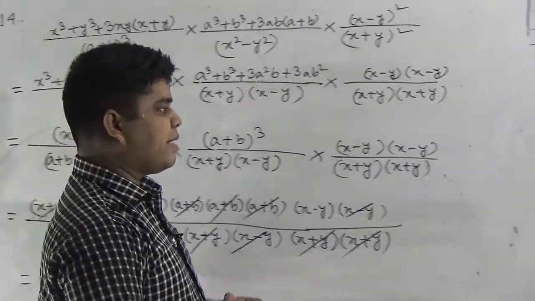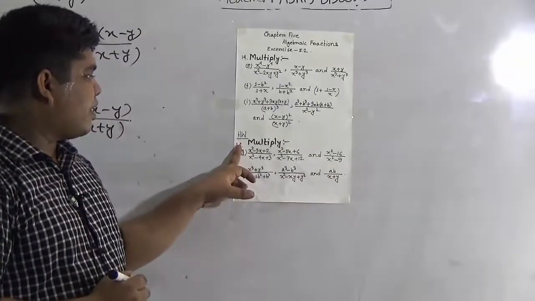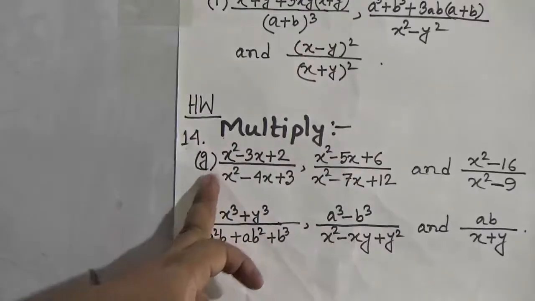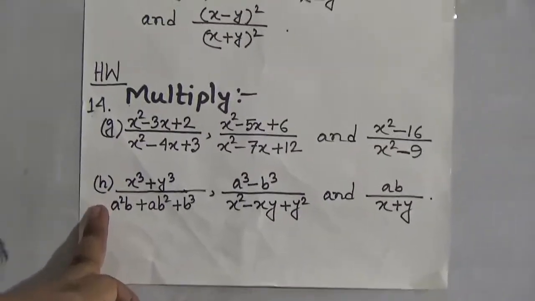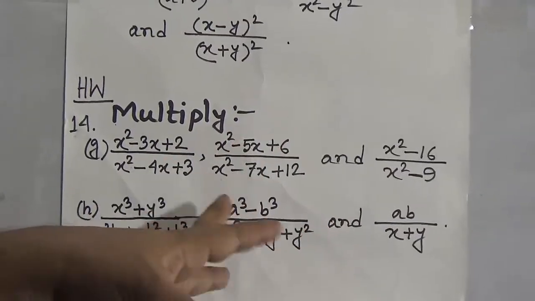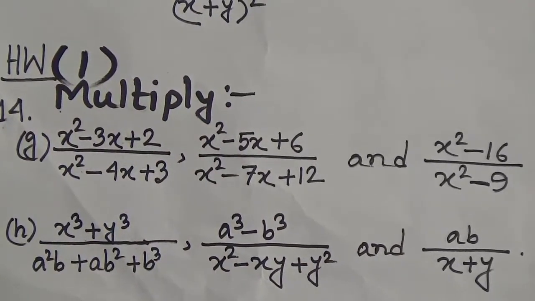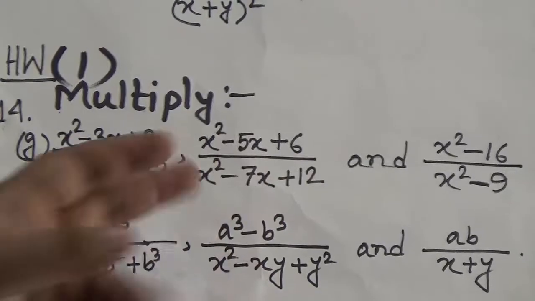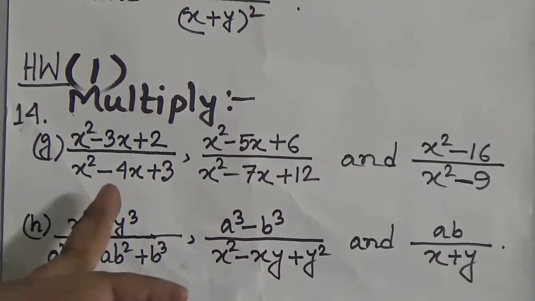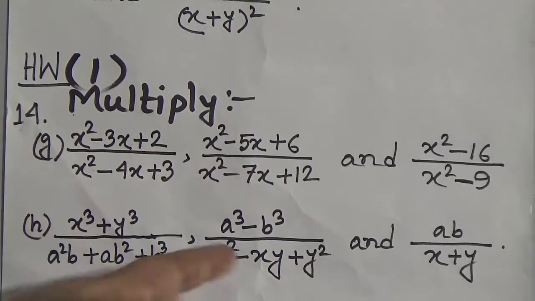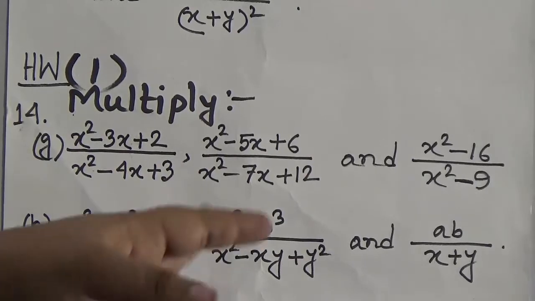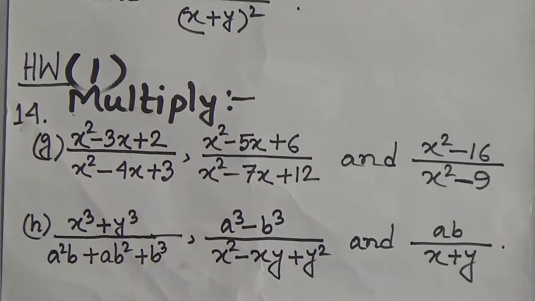And our SW is number 14, multiply G and H. It is your SW number 1. You have to do your assigned SW in your SW copy seriously, because based on your SW, diary marks, CT marks and SBA marks will be given, and after completing your SW you have to submit it every Sunday.